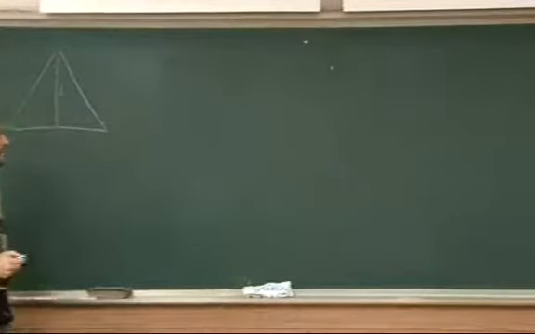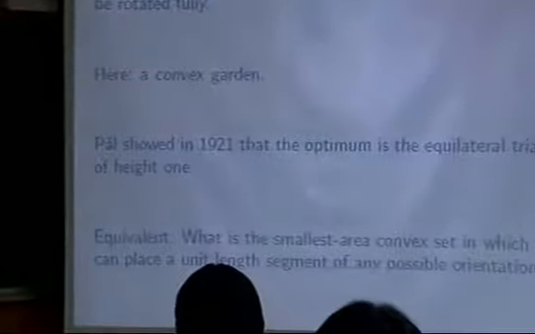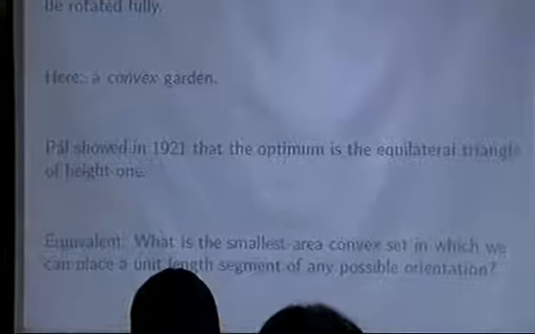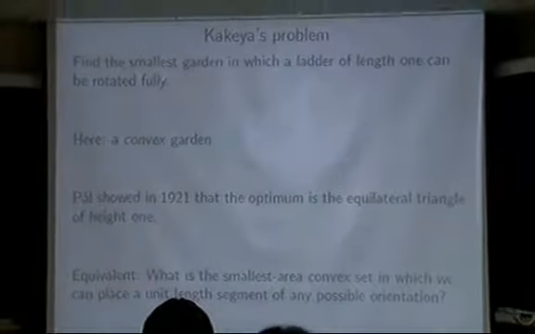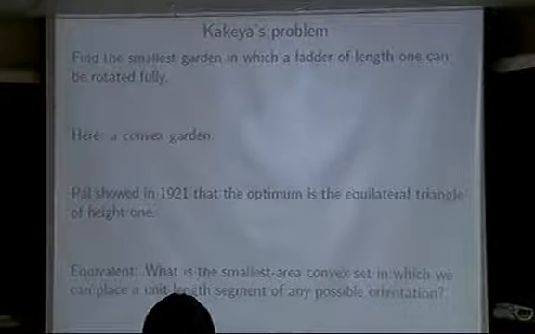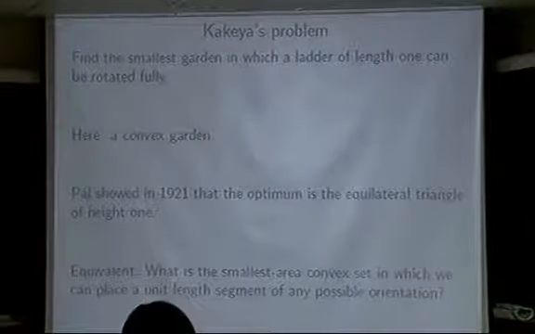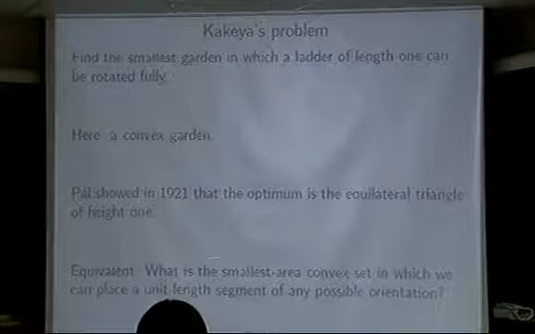Right? And equivalently, you could ask the following question. What's the smallest area convex set in which you can place a ladder of length 1 with every possible orientation? So clearly, fulfilling this requirement automatically fulfills this one. The opposite is not so clear, but for convex sets this is true. So in this case, the two problems are actually equivalent. And in fact, the optimum here is also optimal if you only require this here. Right? So what is the smallest convex set in which you can place a unit length segment of any possible orientation?